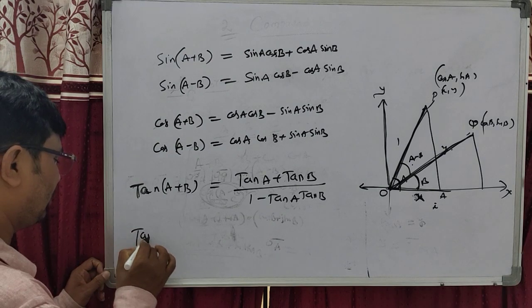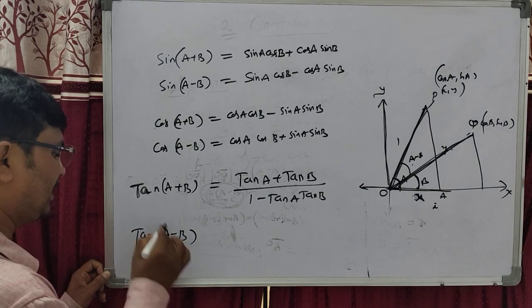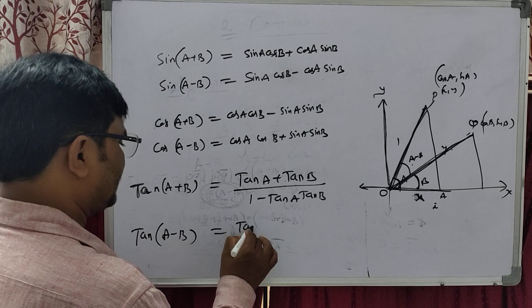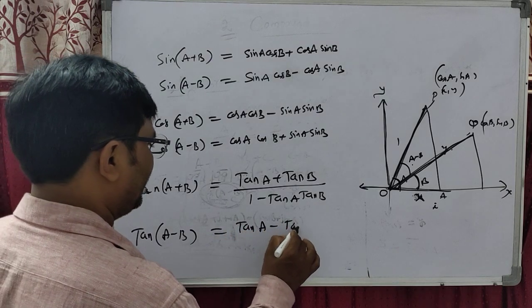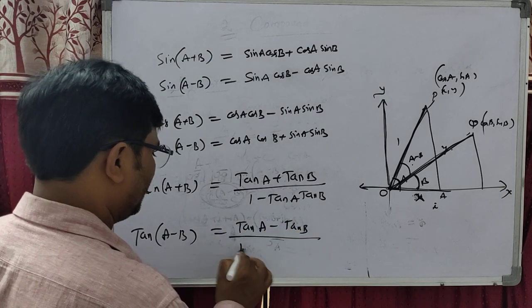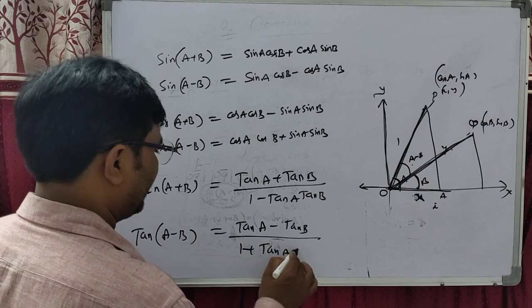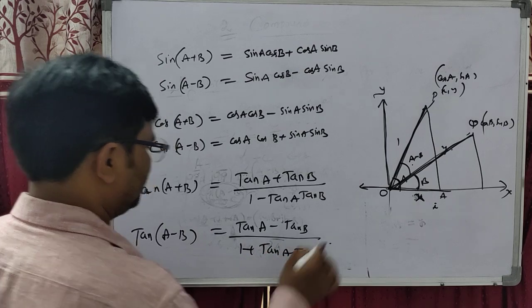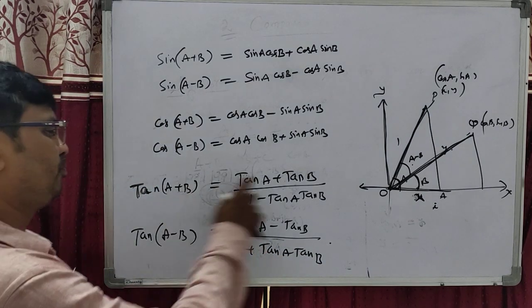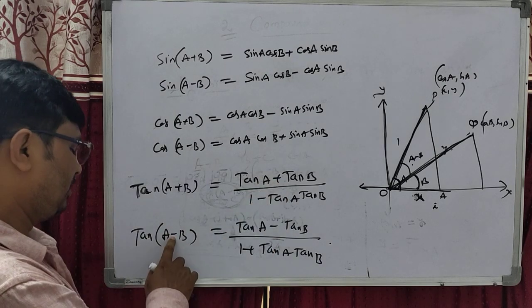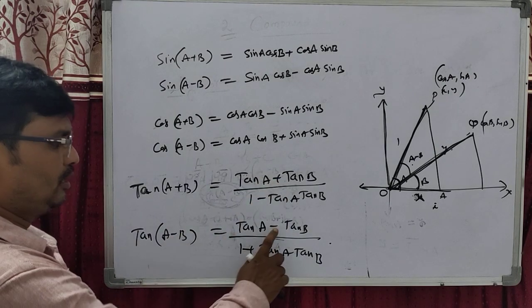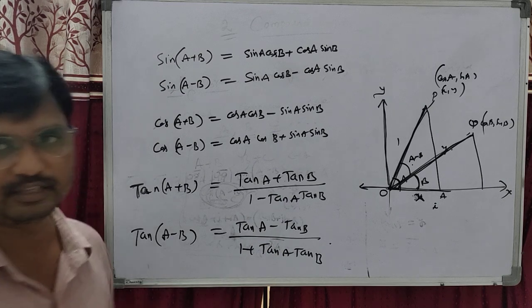Dear students, one more formula is tan of A minus B. This is the formula, students: tan A minus tan B upon 1 plus tan A tan B. Here the numerator is minus and the denominator is plus. When you begin with tan of A minus B, the numerator is minus, the denominator is plus.